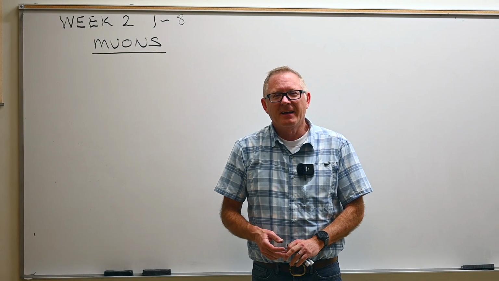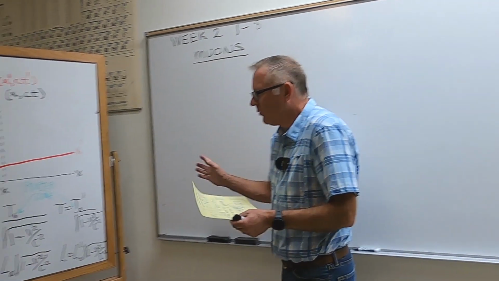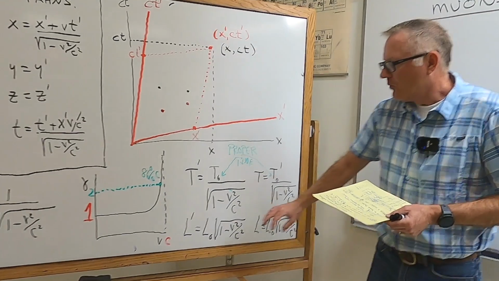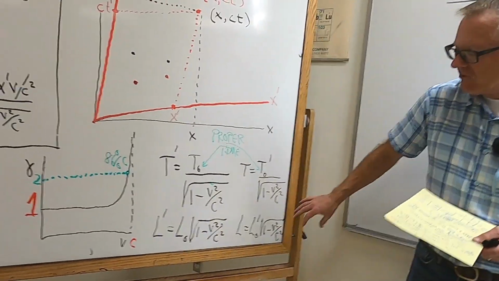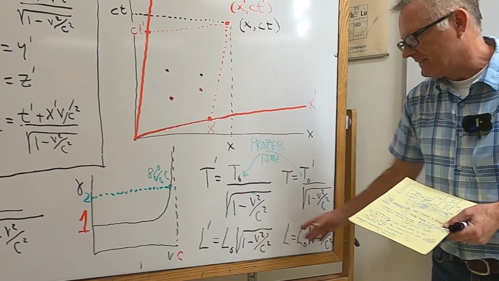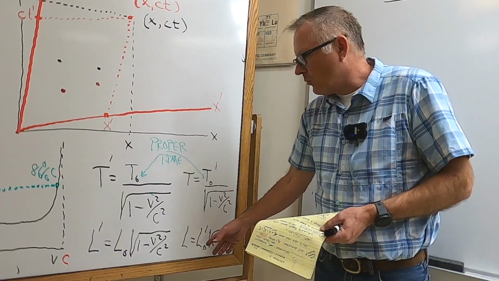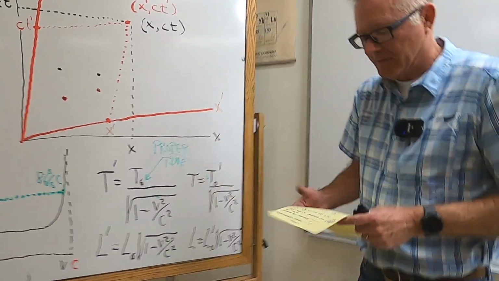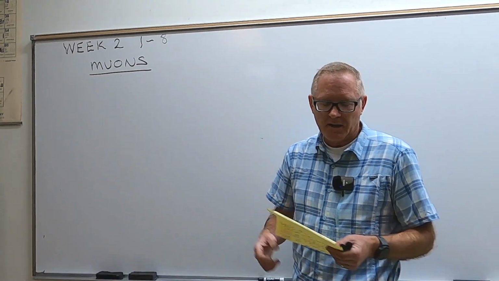This lecture will be a little sidebar on muons. The only thing new after that last lecture was we said that lengths are contracted. Moving lengths shrink by this amount. It doesn't matter. Remember, we said the prime is the one that measures the object at rest. So today, this lecture, I just wanted to go over muons.